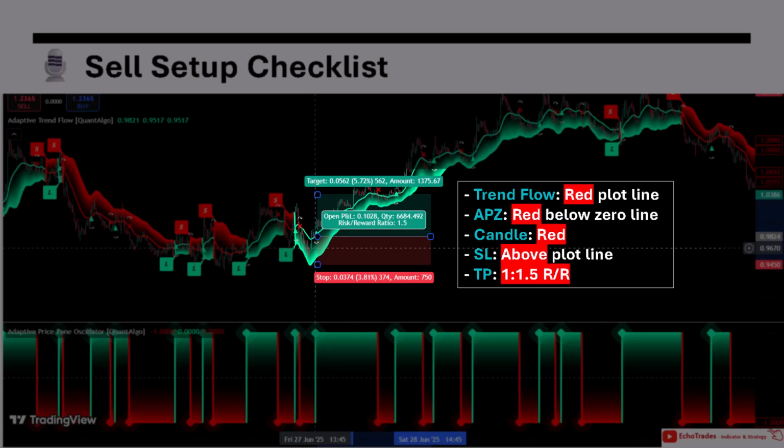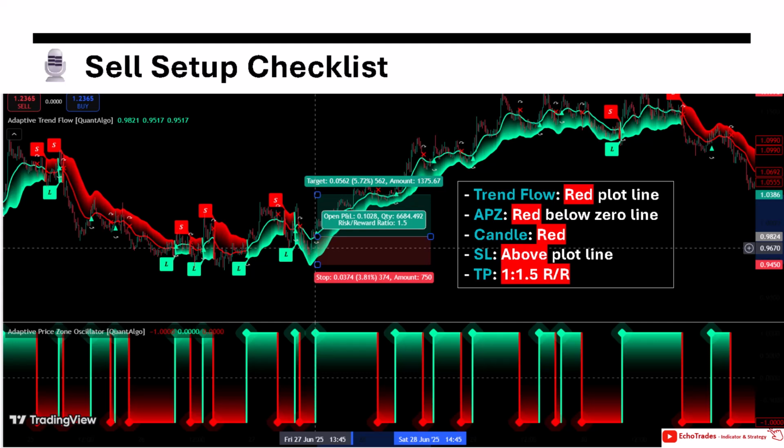Stop loss. This time, stop loss goes just above the red adaptive trend flow plot line. Okay, above for a short. And the target. Still aiming for that same 1 to 1.5 risk-reward ratio, keeping it consistent. Consistency is key in any strategy. Okay, that sounds like a very clear rule-based approach.